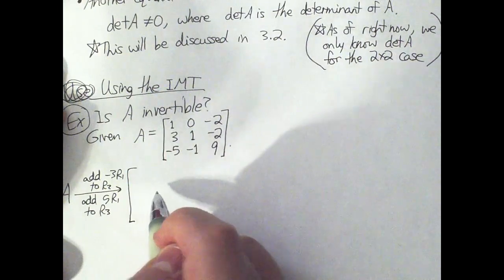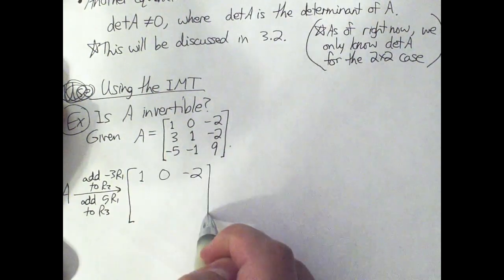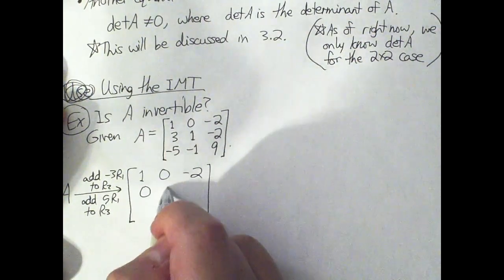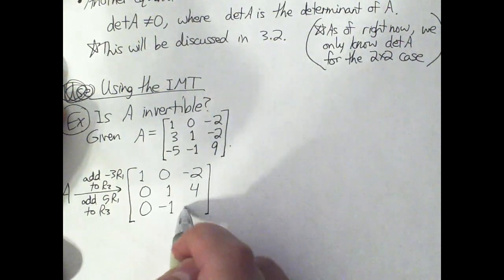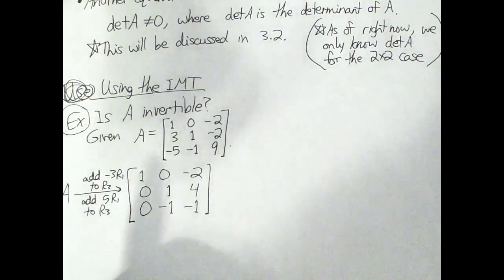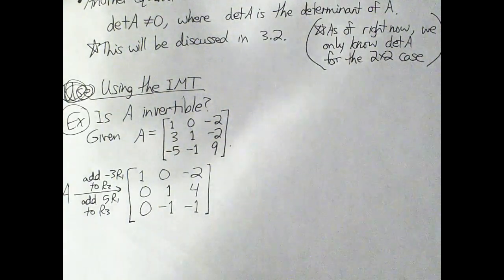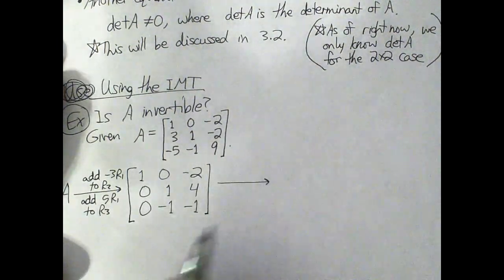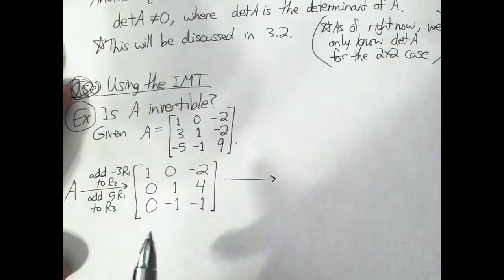I guess we're not changing row 1, it's 1, 0, -2, but we are changing rows 2 and 3. Row 2 should become 0, 1, 4, and row 3 should become 0, -1, -1. That's why I chose -3 and 5, was to get zeros in those spots. Notice that I didn't put I side by side with the matrix. I'm just doing row reduction on A.